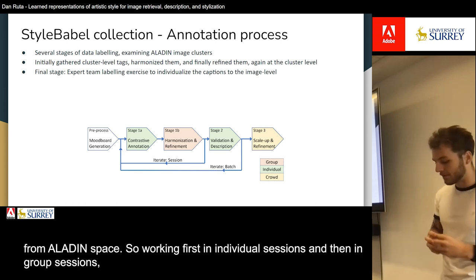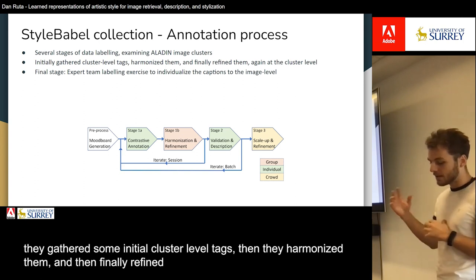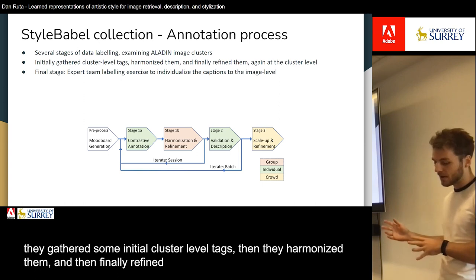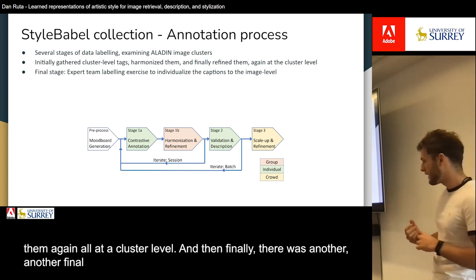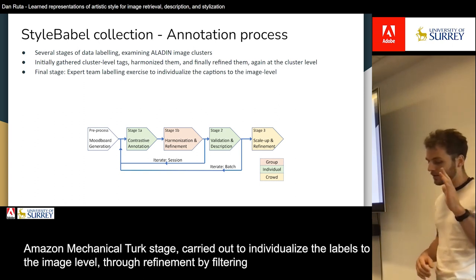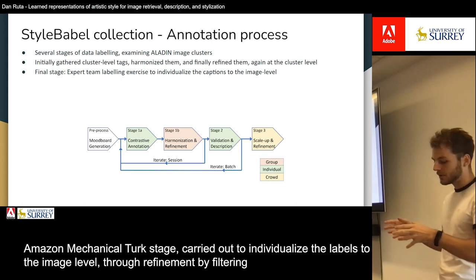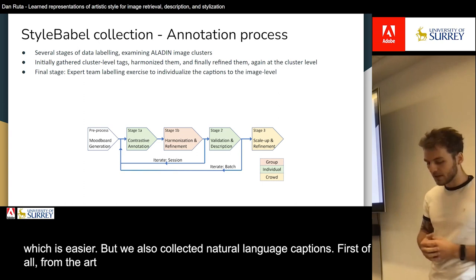So working first of all in individual sessions and then in group sessions, they gathered some initial cluster level tags, then they harmonized them, and then finally refined them again all at a cluster level. And then finally, there was another, the Mechanical Turk stage, carried out to individualize the labels to the image level through refinement by filtering, which was easy.